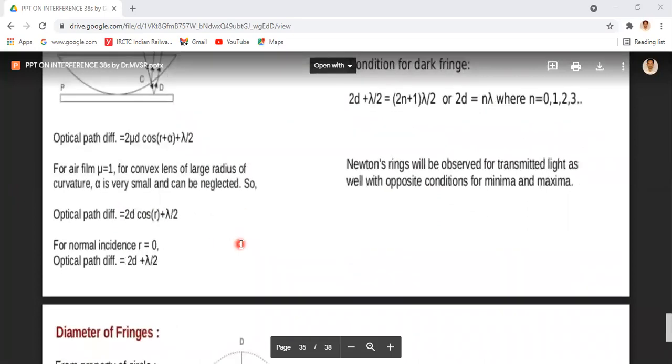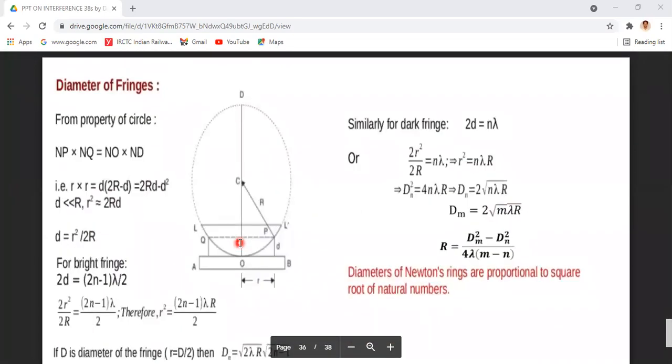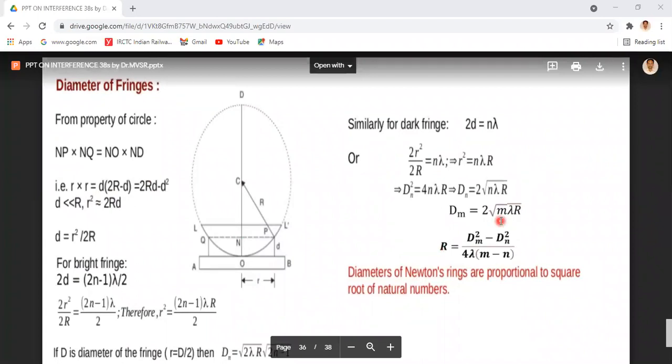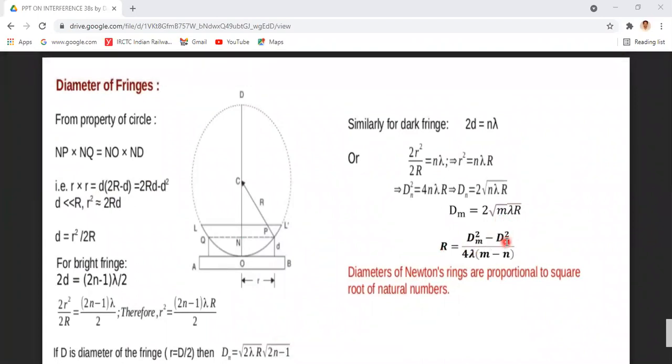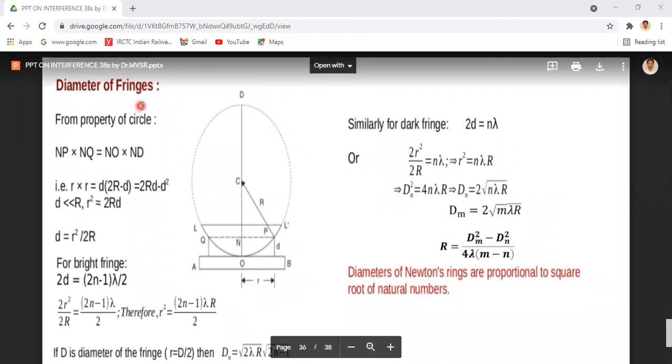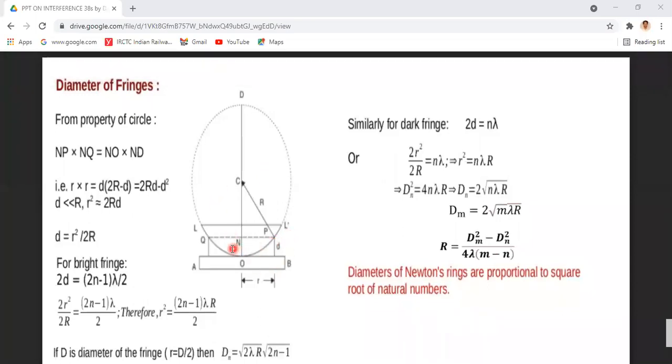Coming to this one, in our lab we have to calculate the radius of curvature of this plano-convex lens by using the formula R is equal to (D m square minus D n square) by 4 lambda into (m minus n), where D is the diameter of the rings. Here I have already explained this.